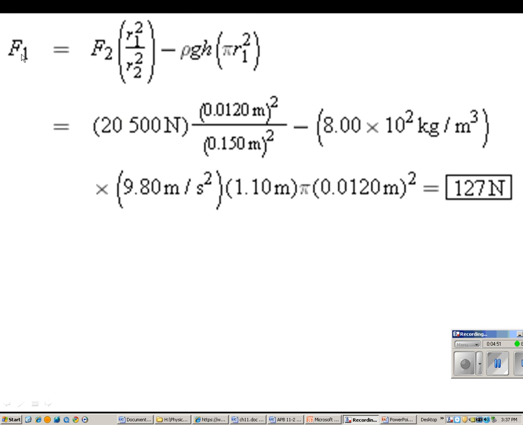We then go ahead and solve for F1, plug in all our values, the pi's cancel there. So we go ahead, plug in all our values, and we end up with 127 newtons.